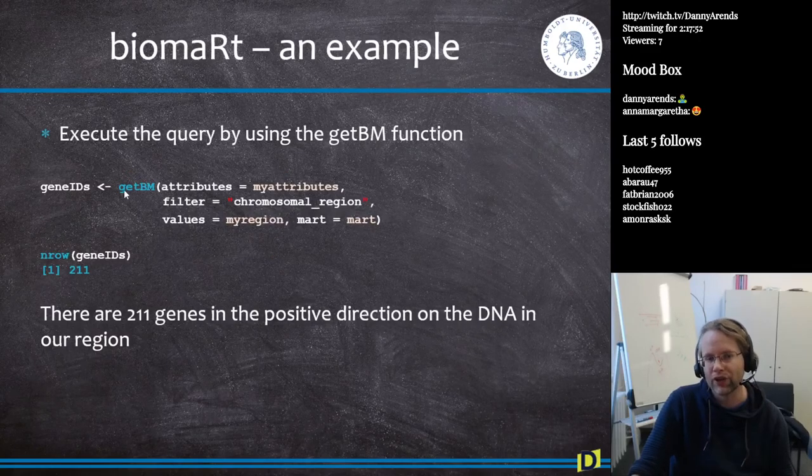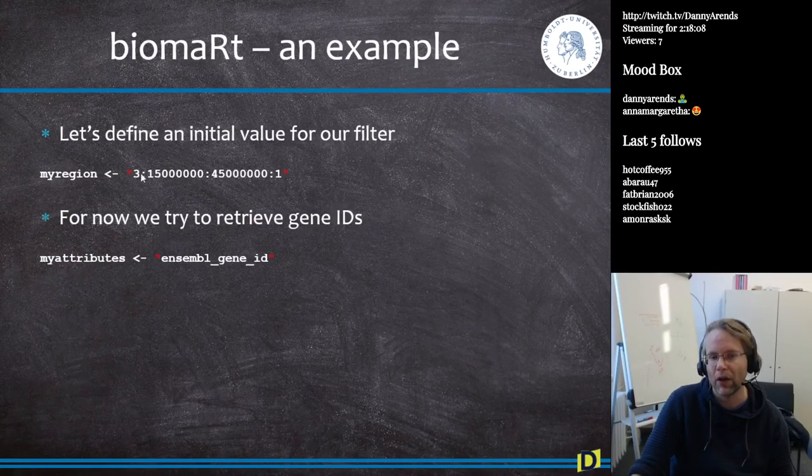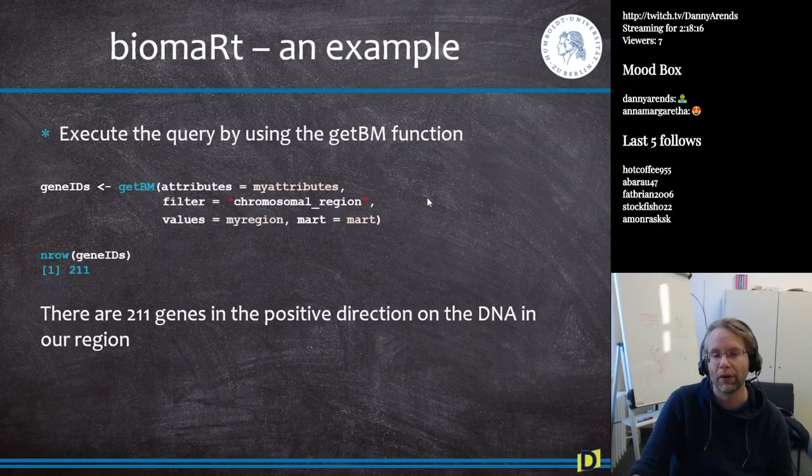So I can now say getBM, get the attributes that I requested, which is just the Ensembl gene ID, use this filter, and then the values are the region that I inputted. I can do this for multiple regions in one go. I'm just specifying one region now, but if I make a c and then comma, I can add 10, 20, 40, 100 regions and retrieve them all in one go.